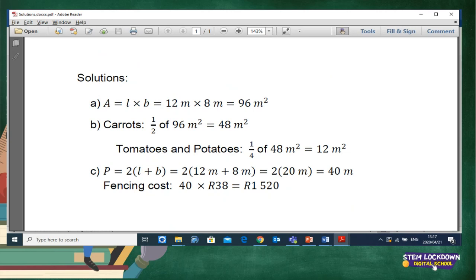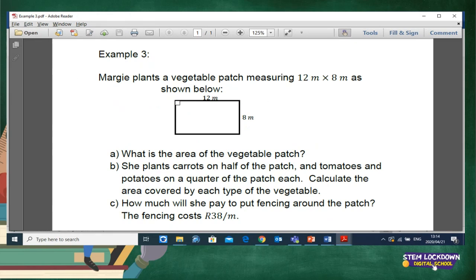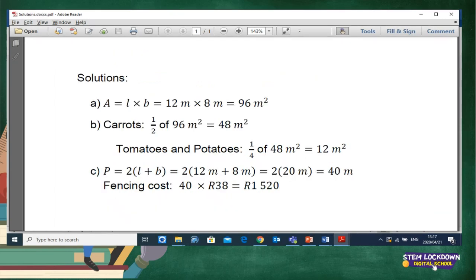I'm going to repeat. The area of this patch is 96 square meters because you multiplied 12 by 8 to get 96. So the area of this terrain or this patch, it's 12 multiplied by 8, which is 96.